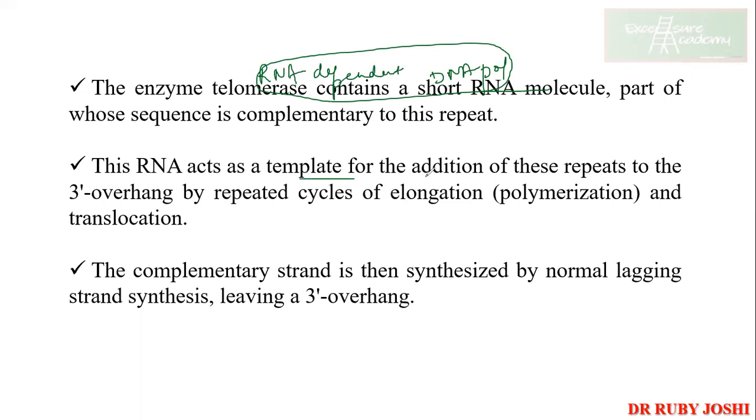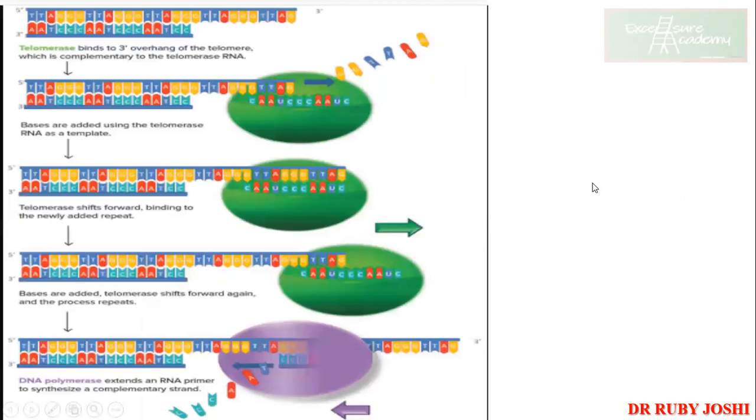So this RNA acts as the template for the addition of the repeats, and then finally what you get is the overhang. I'll show you the figure. This is the very basic figure of how a telomerase functions. And this is not what they are going to ask in the exam. This is just for your understanding, first-time understanding.